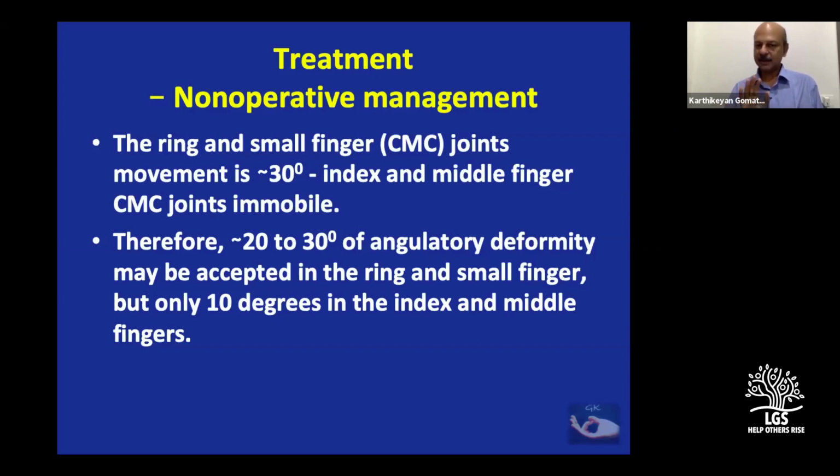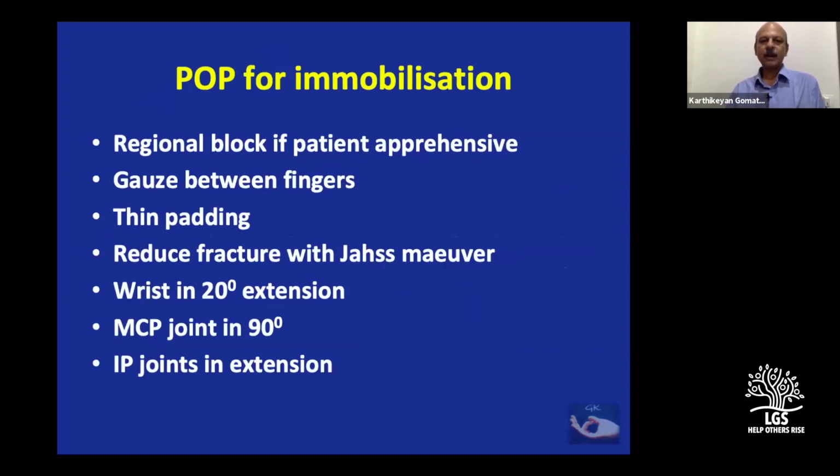So here it will not tolerate even that much, even 10 to 20 degrees of angulation will not be tolerated. So this must be kept in mind when we are planning the management. Now, having decided to immobilize, having decided to do a non-operative management of the metacarpal fracture, we need to remember that the POP that you're going to apply must be very strictly done.